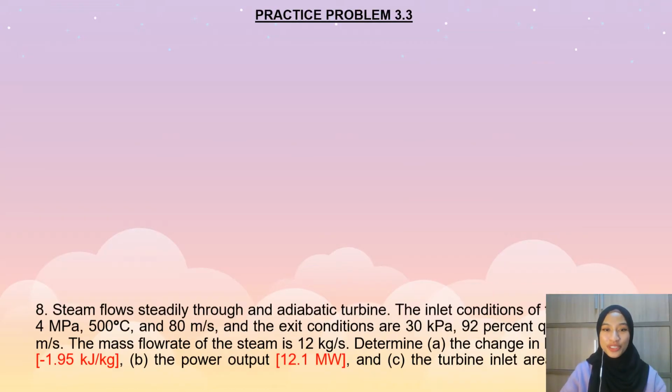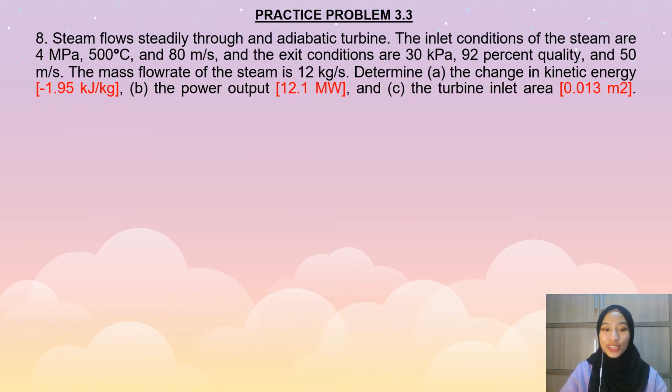Practice problem 3.3, question 8. Let's reread the question together and properly. Steam flows steadily through an adiabatic turbine. The inlet conditions of the steam are 4 megapascal, 500 degrees Celsius and 80 meter per second, and the exit conditions are 30 kilopascal, 92% quality and 50 meter per second. The mass flow rate of the steam is 12 kg per second. Determine A, the change in kinetic energy, B, the power output, and C, the turbine inlet area.